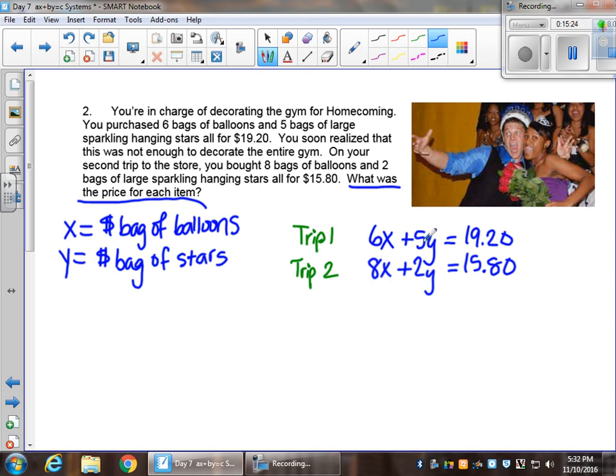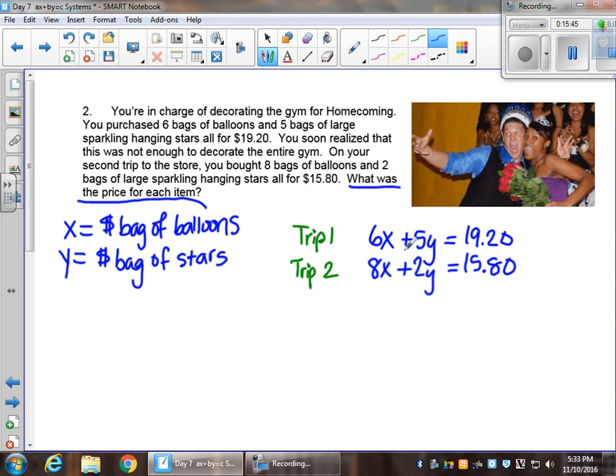Or if I wanted my y's to cancel, I would have what as a goal? The smallest number that 2 and 5 divide into evenly is what? 10? I think 10 would work. Let's go for that. Let's get our y's to cancel. If you choose to get your x's to cancel, no problem. Pause here, you do yours, and then jump and see if your answer matches mine.